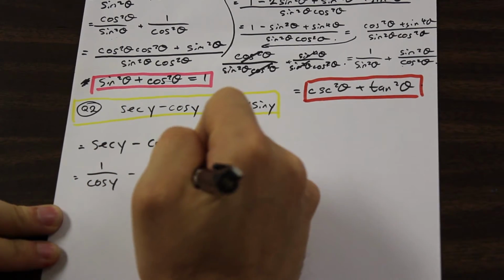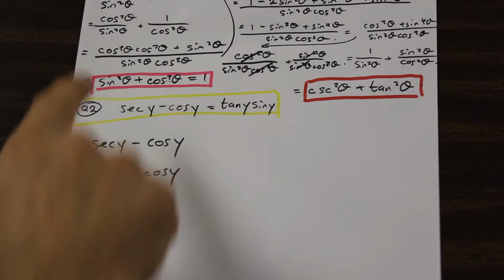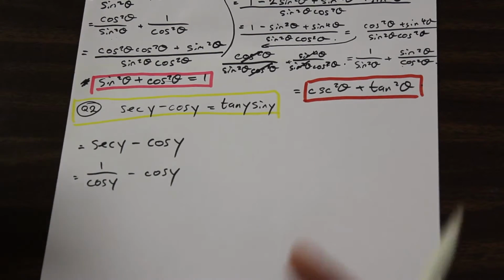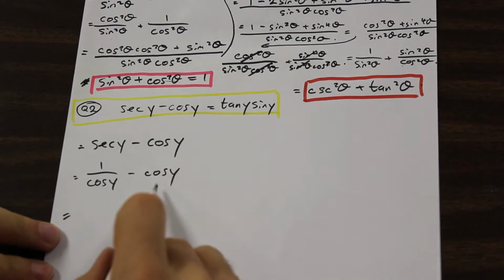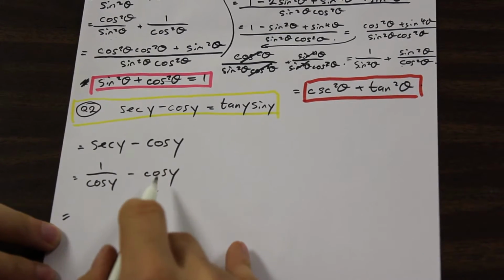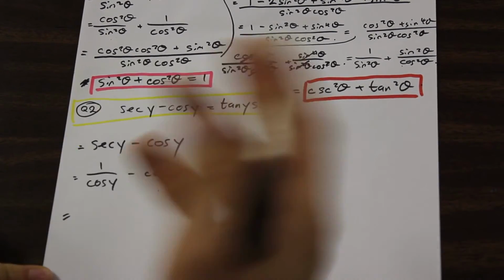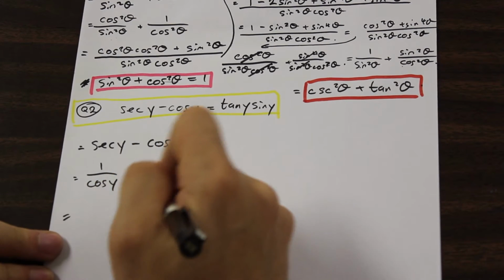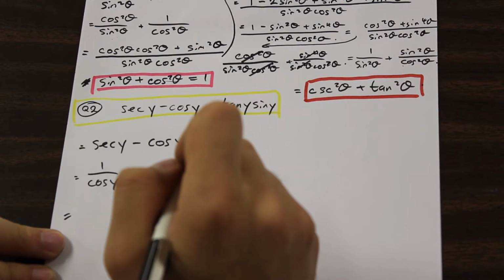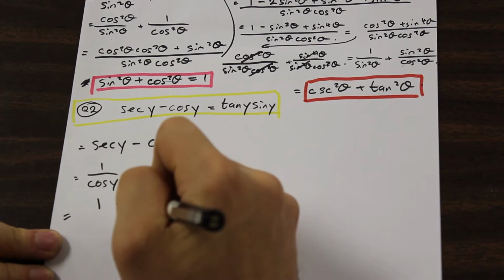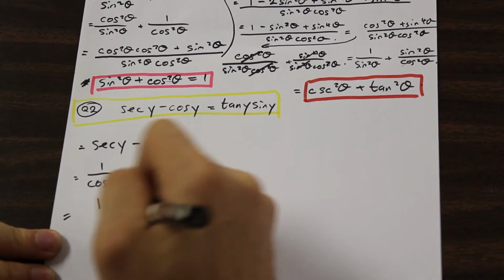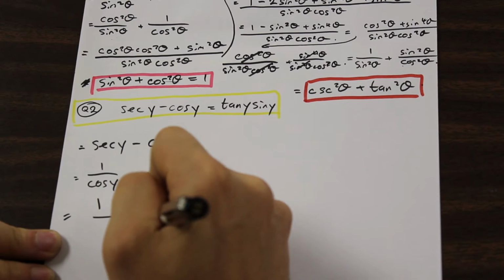Let's try to do exactly what we did in the first question and bring it into one fraction. So we're going to multiply the top and the bottom by cosine y in order to make a common denominator. So we are going to have cosine squared y over cosine y.